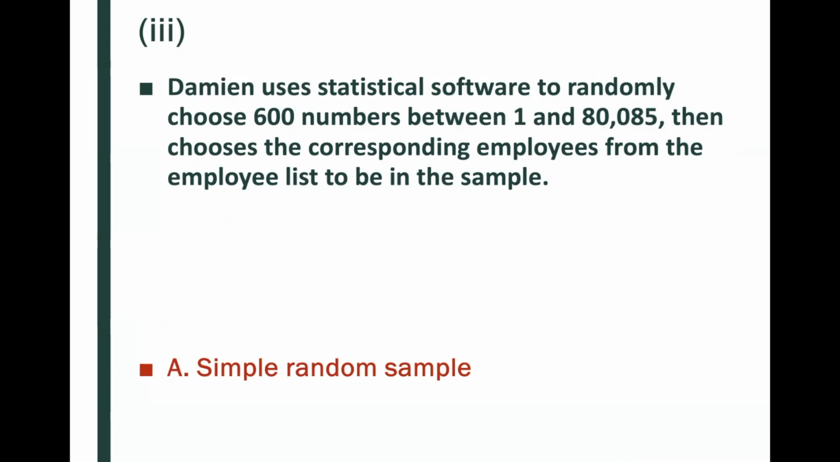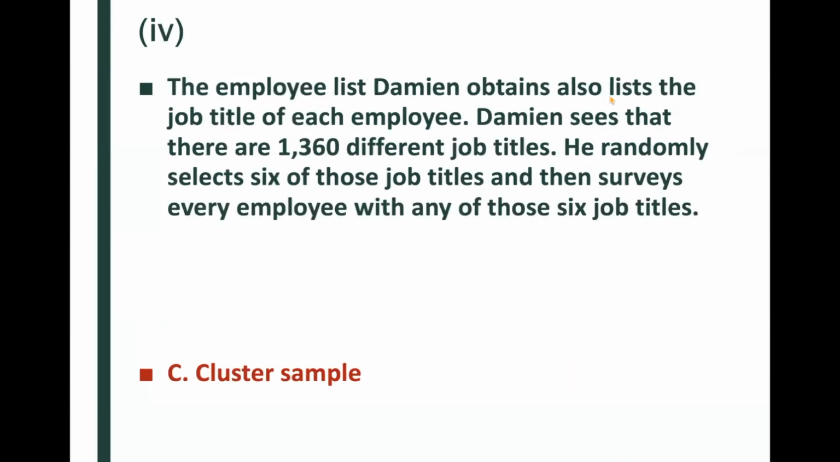But okay. Next, the employee list Damien obtains also lists the job title of each employee. Damien sees that there are 1,360 different job titles. He randomly selects 6 of those job titles, then surveys every employee with any of those 6 job titles. So this is an example of a cluster sample.